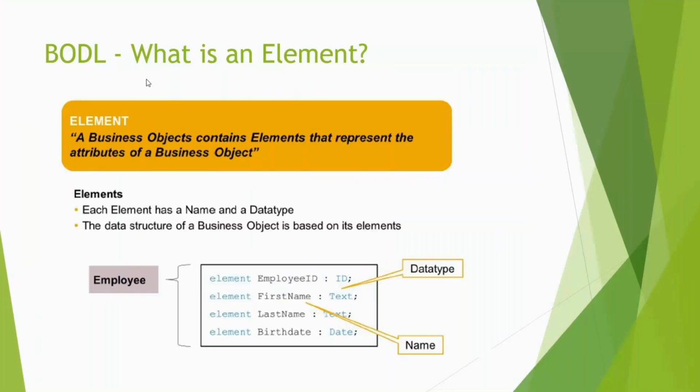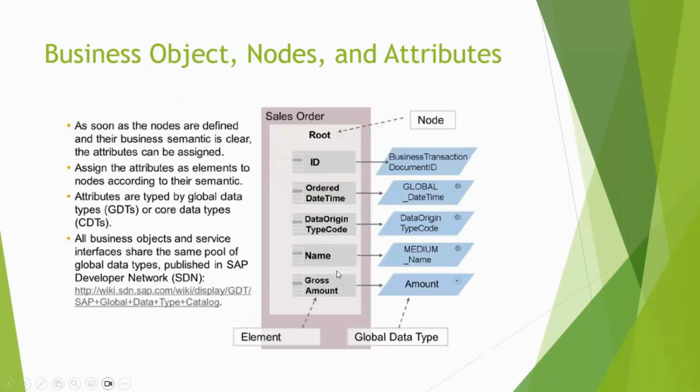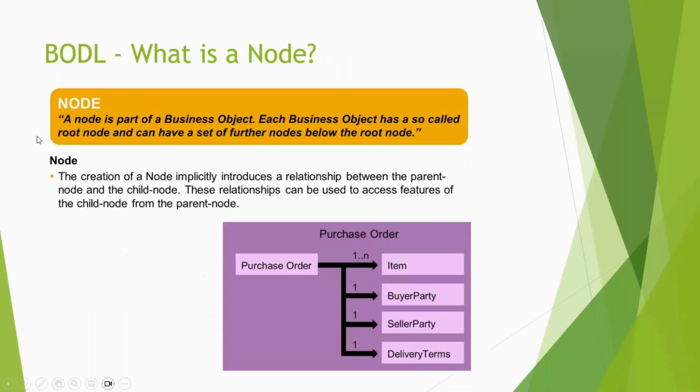How to define an element is understood, right? This is the syntax with which we can create fields. And what is a node? A node is a part of a business object which will have repetitive things. Let's say in a purchase order we have item, buyer party and seller party. This item can be repetitive.